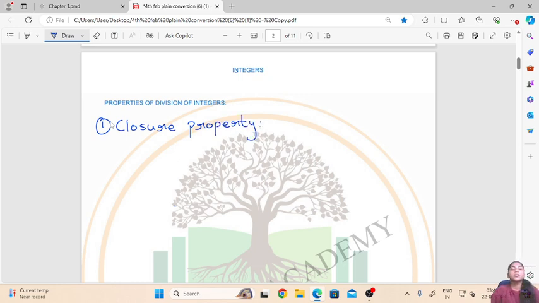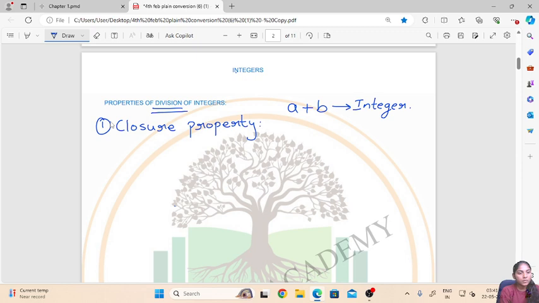This property we have also seen in case of addition, subtraction and multiplication. In case of addition, the closure property stated that for any two integers a and b, the sum of these two integers, that is a plus b, is an integer. The answer is an integer. Now let us see for division. Let us verify this property.